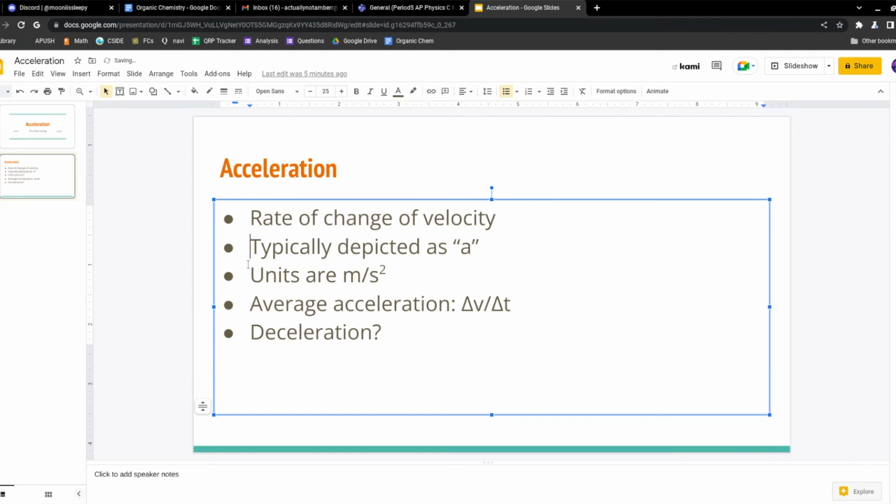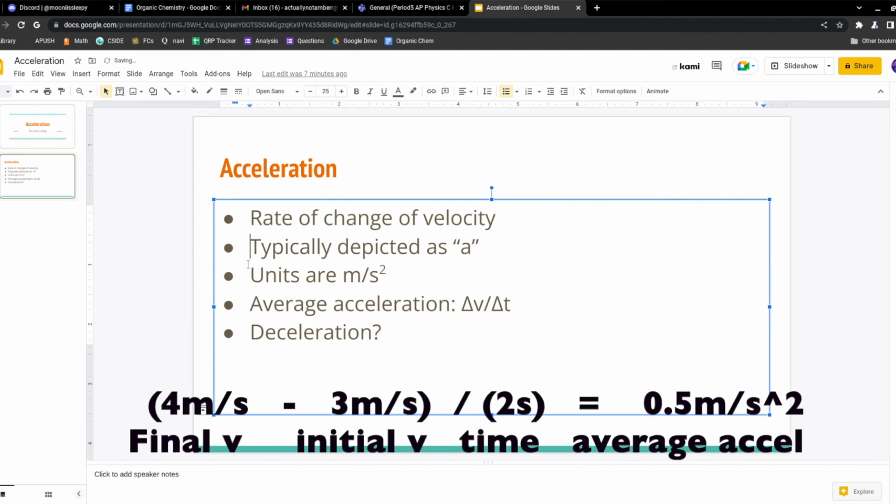So let's say at point 1, an object was moving at 3 meters per second, and then at point 2, an object was moving at 4 meters per second. The change of velocity is 1 meter per second in that scenario. Then you're going to divide it by the time. So let's say that time is 2 seconds. Then your average acceleration is 0.5 meters per second squared.